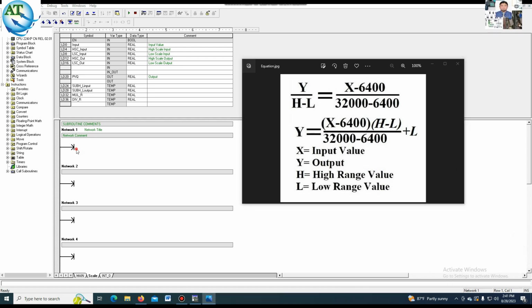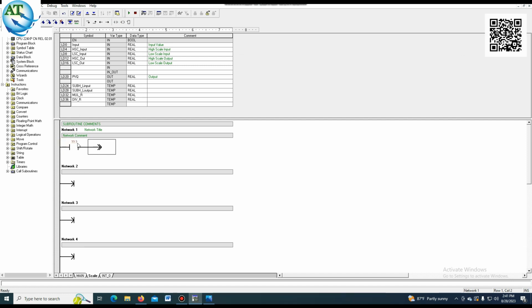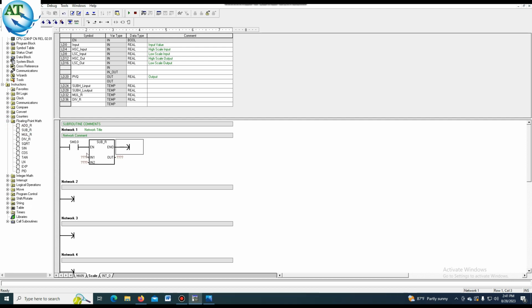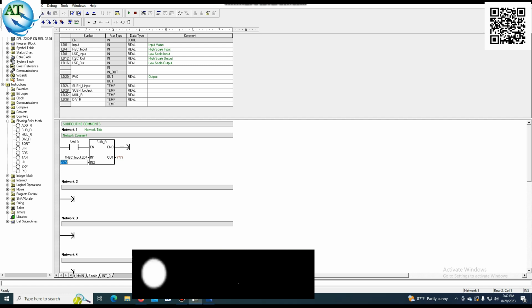So, start. First we insert a normally open contact, SM0.0. Then we insert a SUB_REAL, so we go to the floating point math, where you can see SUB_REAL. Insert the block. Here we use the input values: the high scale input, which is LD4. This is the high scale.